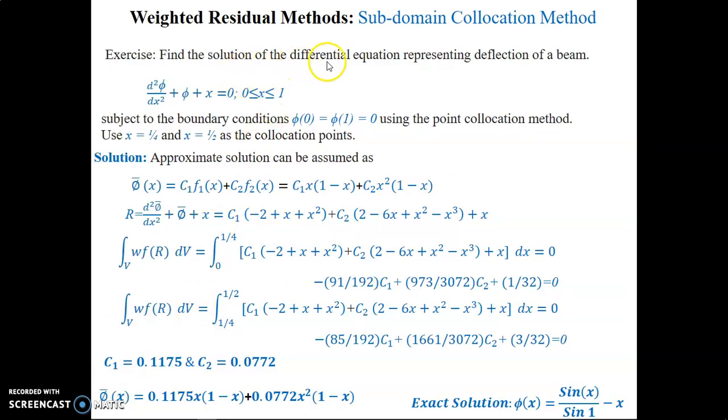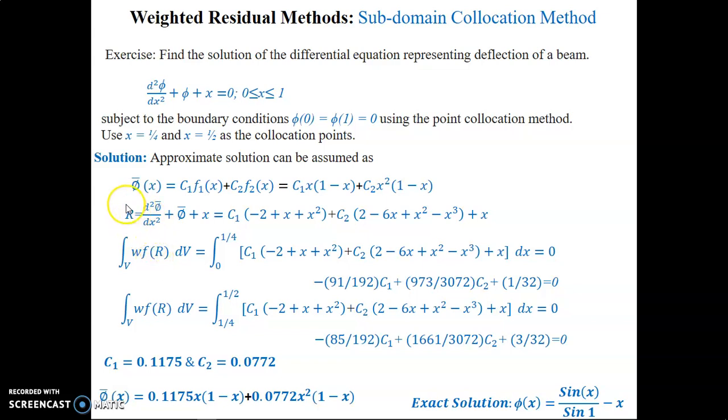Again we will have the same differential equation, which represents the deflection of the beam. So this will be the partial differential equation. We will be using the same domain and the same boundary conditions as we used in the point collocation method, and again the collocation points are the same over here. As all the conditions are the same, the approximated solution of the primary variable will also be the same as described over here. We are using 2 points, so we will get 2 coefficients. Now we will find the residue by substituting the approximated solution into the partial differential equation. We will get the residue.